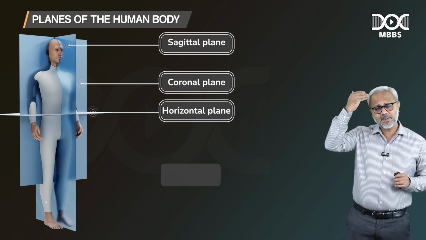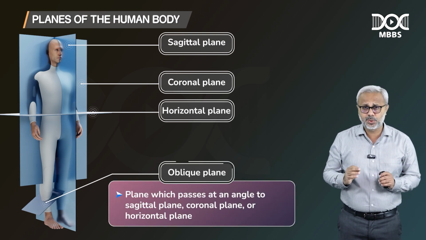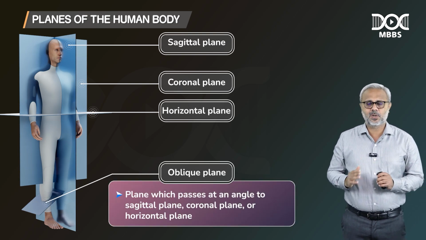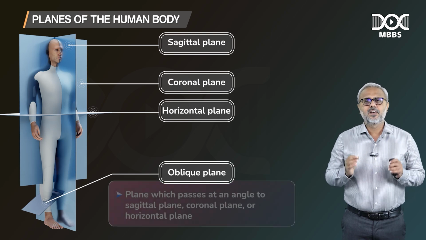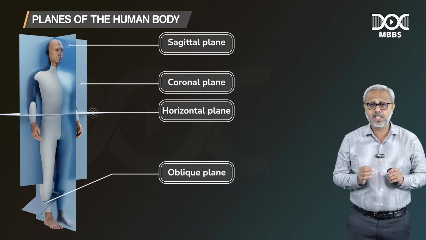Apart from this, we have an oblique plane which passes at an angle to either the sagittal plane or coronal plane or even the horizontal plane. Done. Why should we know about the planes of the human body?